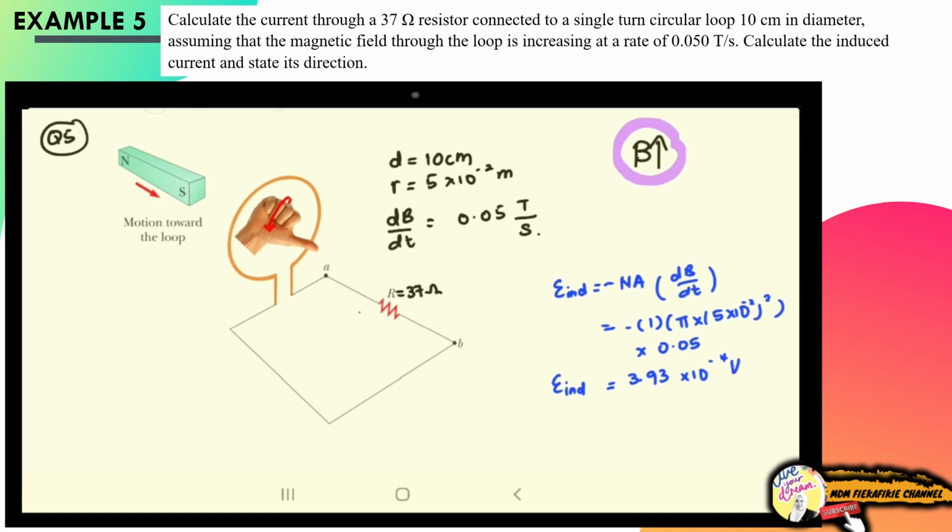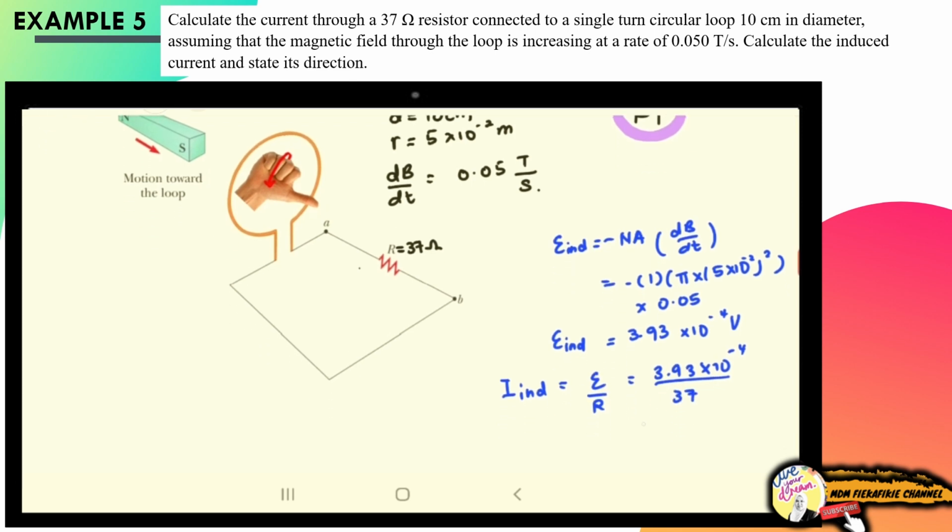The question asks you to find the induced current. Okay, so therefore the induced current is equal to EMF over R, which is 3.93 exponent negative 4 over R, the resistance, which is given, is it 37? Okay, so it's 37 ohm, and the induced current is 1.06 exponent negative 5 ampere. Okay, so this is the answer.